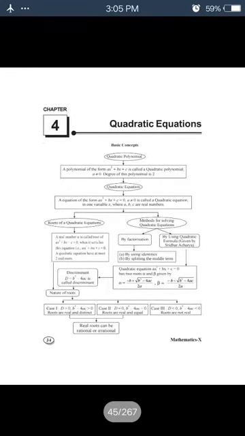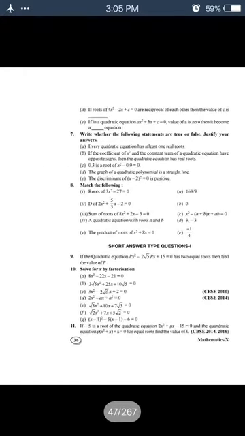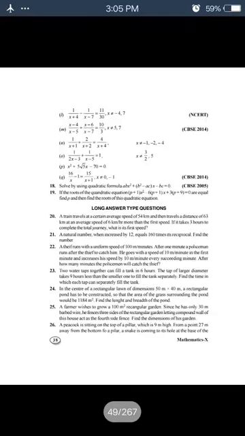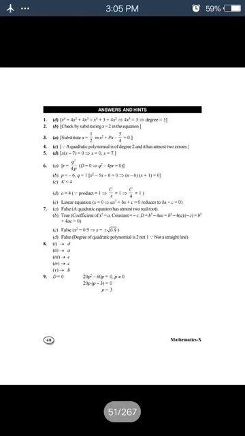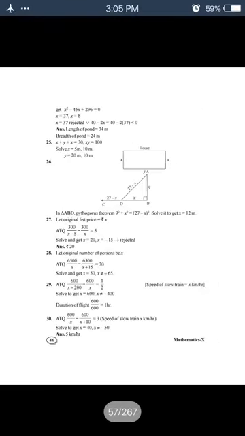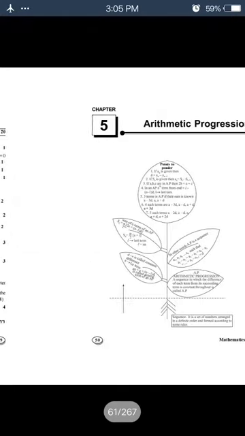A test is also here. Then chapter number 4, quadratic equations. Special types of questions are given here. Short answer questions, you can practice these questions. All the types of questions are here. Then next will come chapter number 5. These are the hints for the question answers.